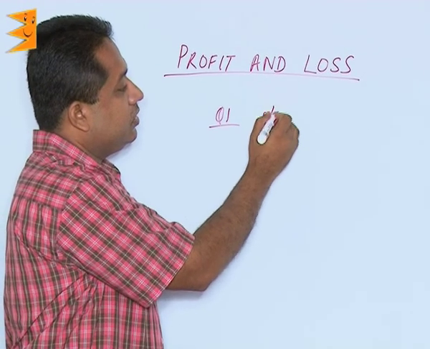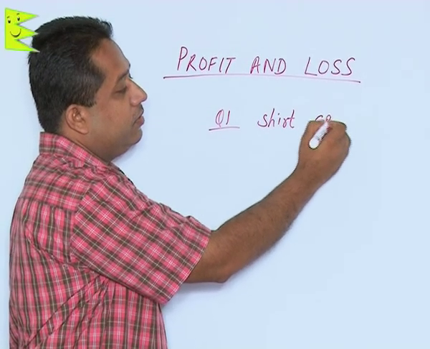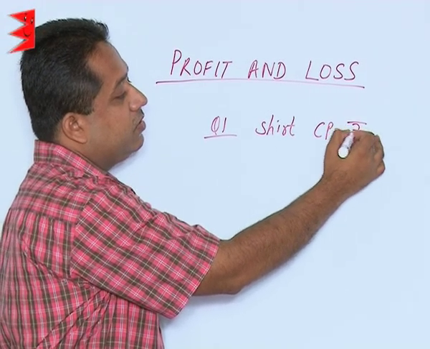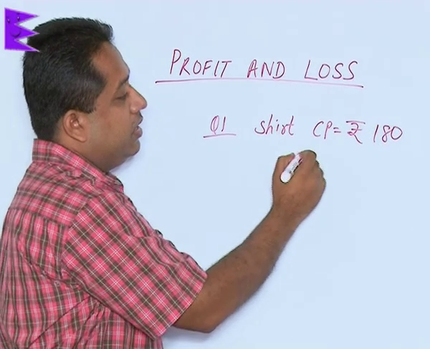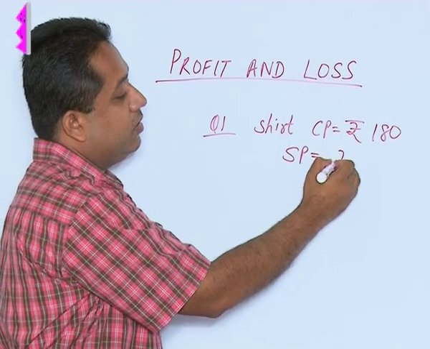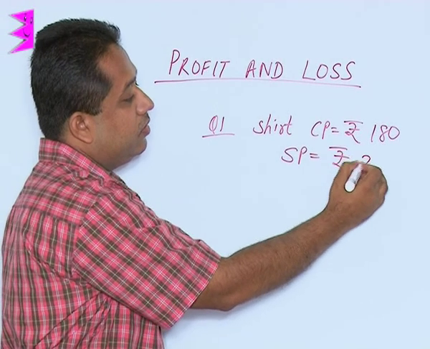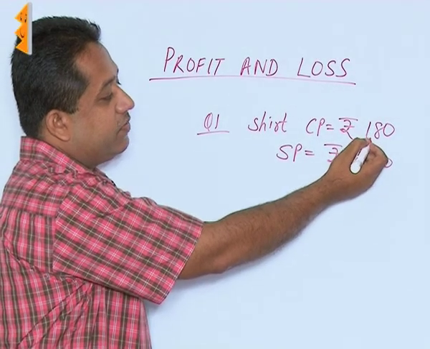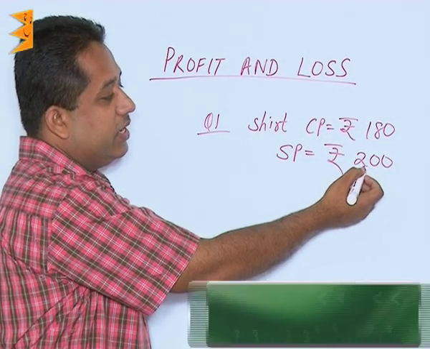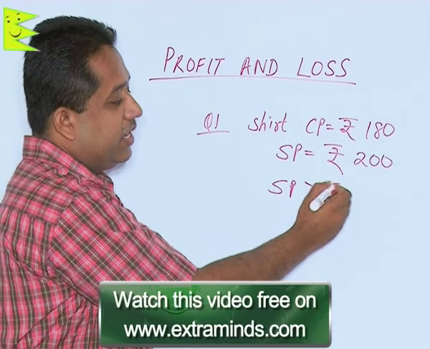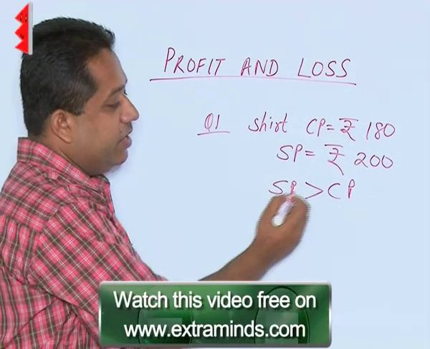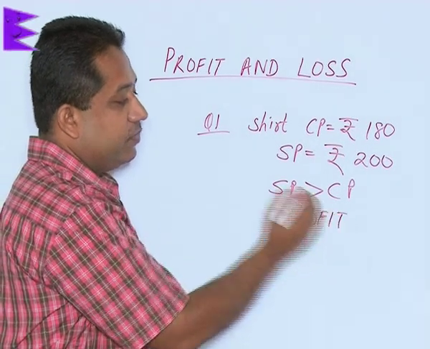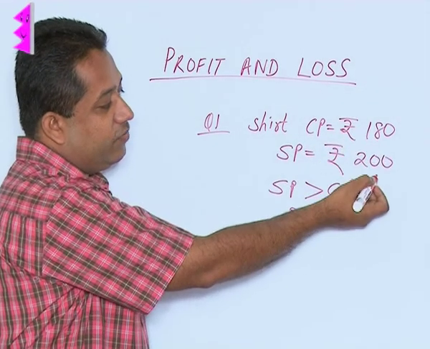A shirt is costing him 180 rupees, let's say, and he is selling it at 200. Now what do we observe here? We observe that the cost price is 180 and the selling price is 200. The selling price is more than the cost price. Now when the selling price is more than the cost price, we know that he is having a profit, because he is buying it at 180 and he is selling it for 200.